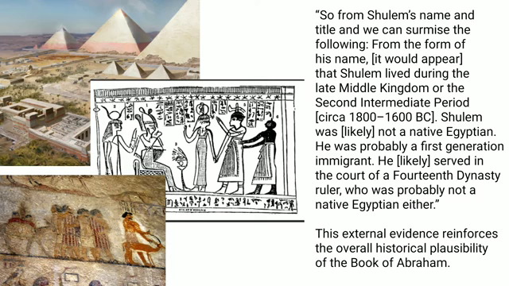From the form of his name, it would appear that Shulem lived during the late Middle Kingdom or the Second Intermediate Period. Shulem was likely not a native Egyptian. He was probably a first-generation immigrant. He likely served in the court of a 14th dynasty ruler who was probably not a native Egyptian either. This external evidence reinforces the overall historical plausibility of the Book of Abraham.